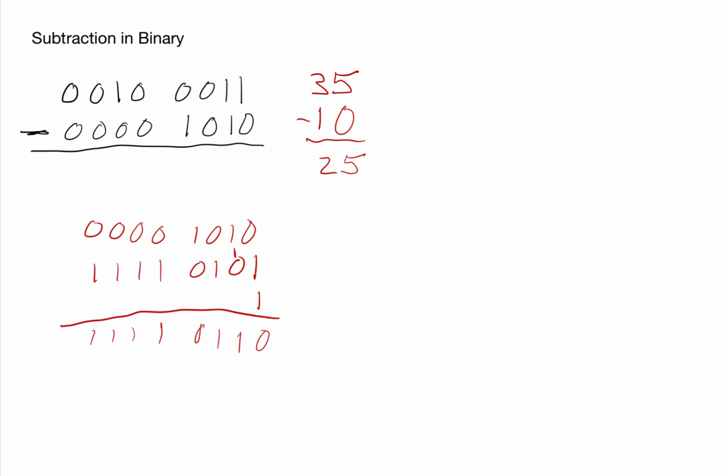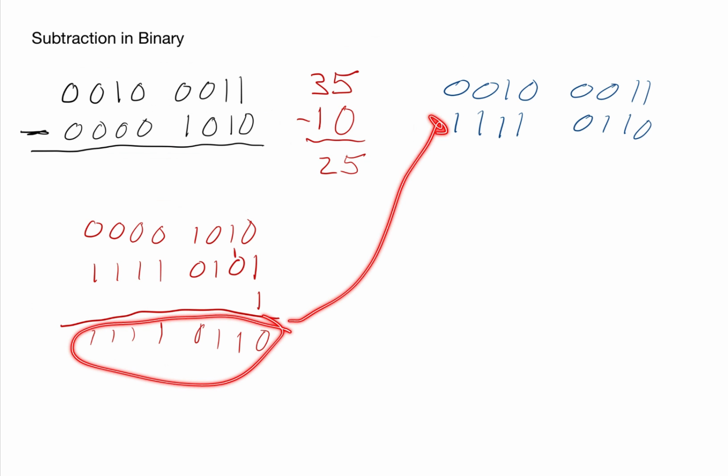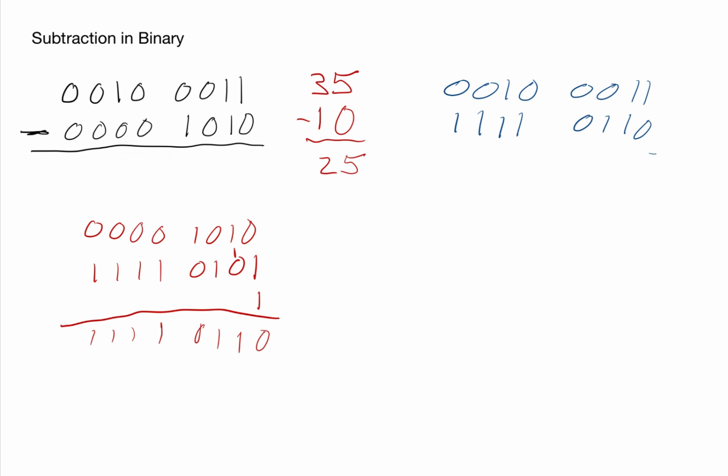And now we can take our 35 and our negative 10. And again, this is our 35. And this right here is our negative 10. And we can just add these two numbers together.